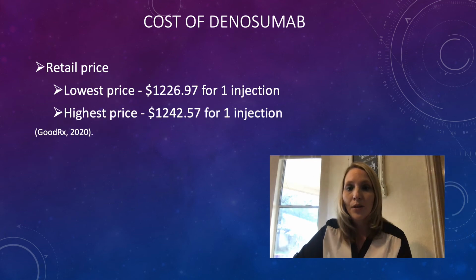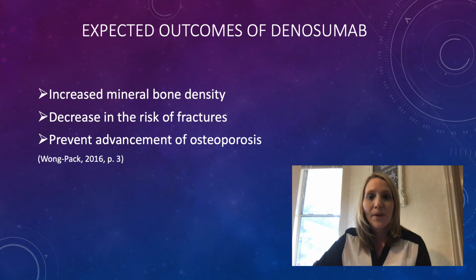Now let's take a brief look at the cost of denosumab. The retail price starts out at $1,226.97. One injection lasts 6 months. The highest price isn't much more, it's $1,242.57. The expected outcomes for denosumab are increased bone mineral density, a decrease in the risk of fractures, and it also prevents the advancement of osteoporosis.